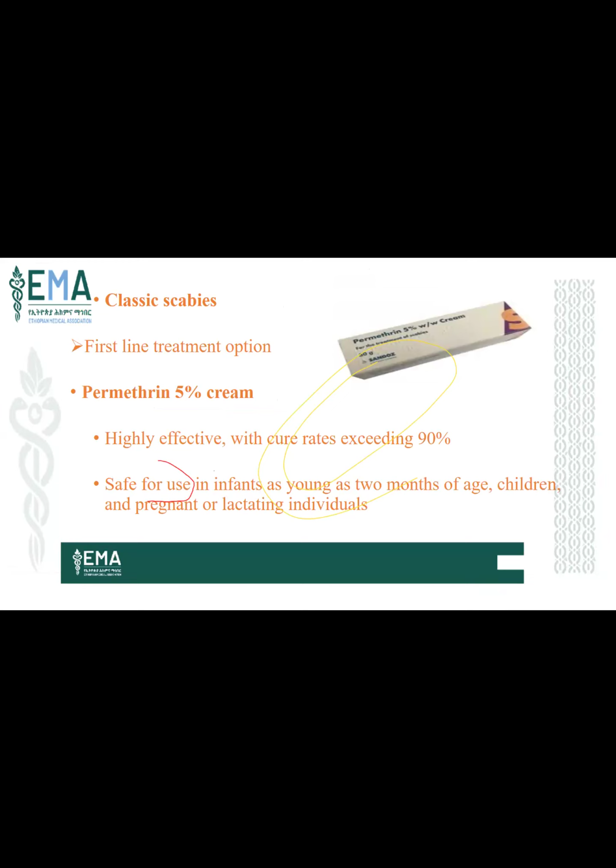So for classic scabies, the first-line treatment options are the topically applied anti-scabies drugs. These scabicides include both topically applied and systemic ones. For the systemic one, we have ivermectin. The first-line treatment option for a patient presenting with classic scabies is permethrin 5% cream.